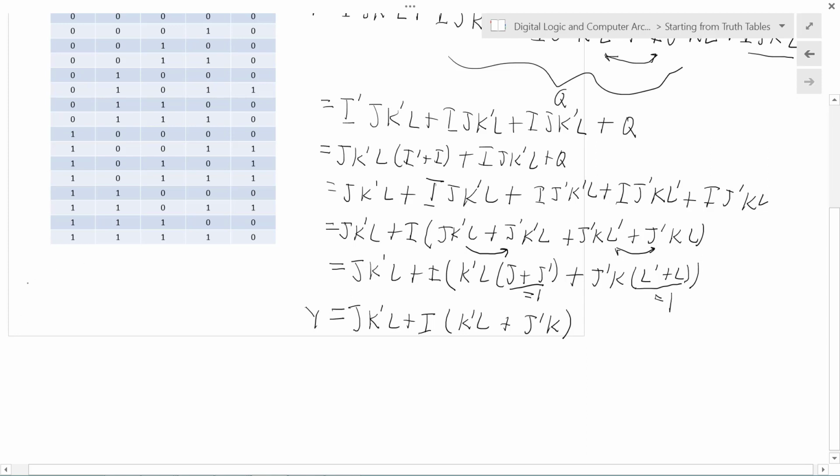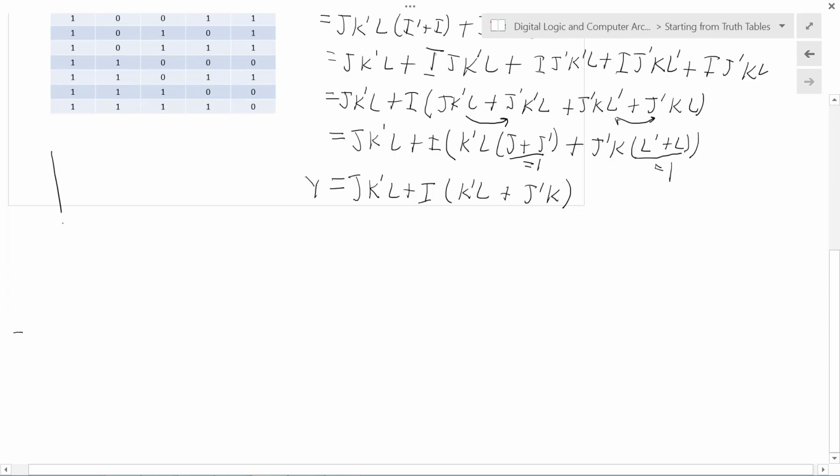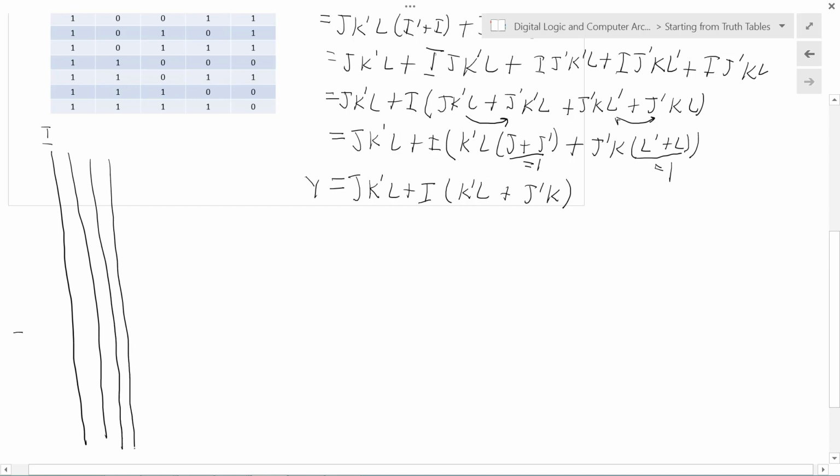Let's draw the digital circuit for it. We'll draw I, J, K, and L. Now, how many of these signals are inverted? J and K are inverted, so we need two inverters. J, K, L. First we label, and then we need two inverters. One for K, and then we'll get one for J as well. So we have J prime and K prime.